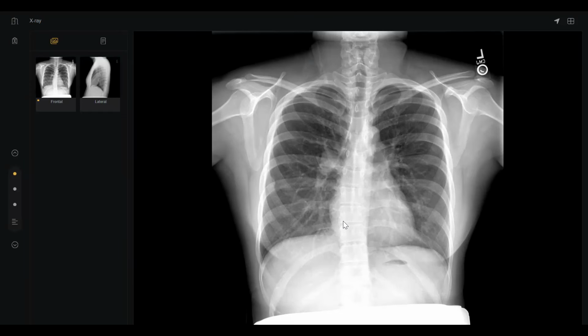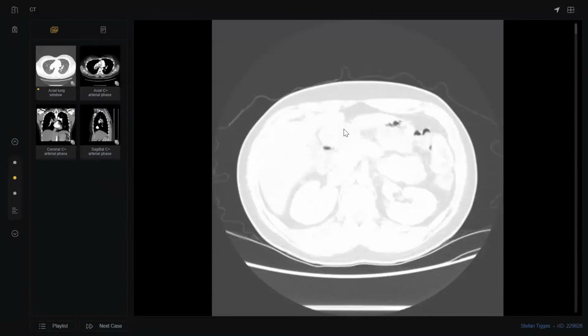could be a right hilar mass. So in my routine practice, I need to confirm this with CT thorax and any previous imaging if available for this patient.